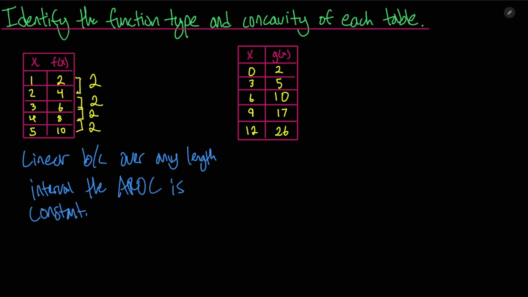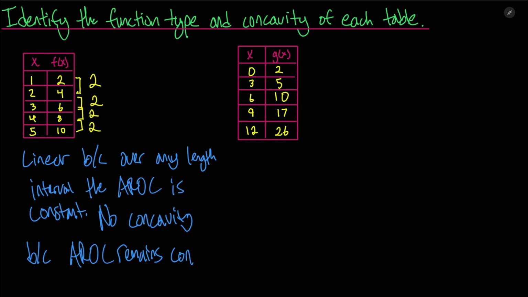And what do we know about linear functions? They have no concavity. And that's because the average rate of change remains constant. Okay, what about the next one? So here we have consecutive equal length intervals again, right? Because we're going from 3, and so on. They're all 3 apart.